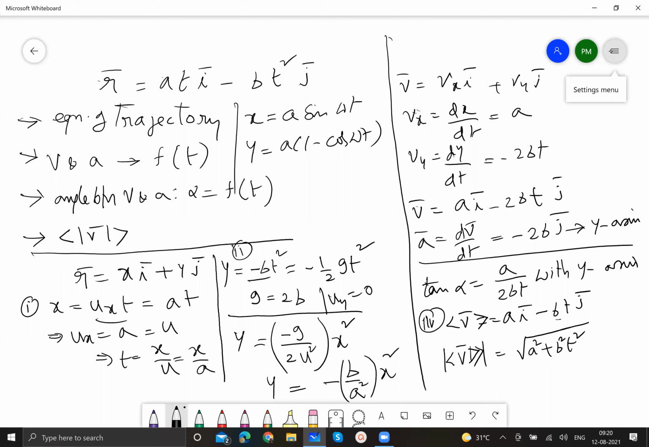Find number 1, distance traversed by the point during the time t seconds. Also find the angle between velocity and acceleration. Otherwise, suppose if you don't get this idea in this problem, simply you put v bar dot a bar is equal to va cos theta. That way also you can do.